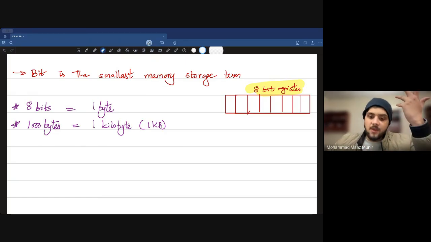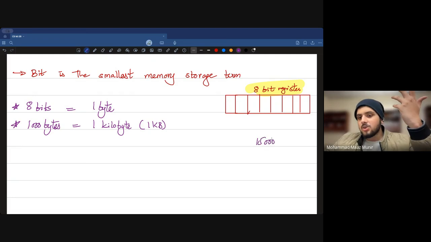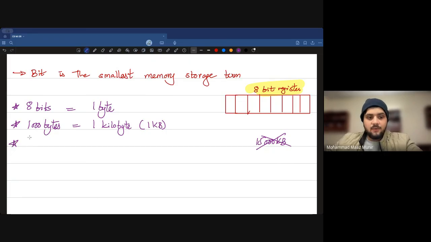Now, what if I have a big file like 15,000 kilobytes? Writing 15,000 kilobytes is not that convenient, right? So what computer scientists did was introduce a newer stage. If we have 1,000 kilobytes, that is known as 1 megabyte or 1 MB.